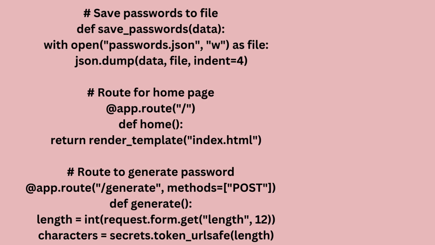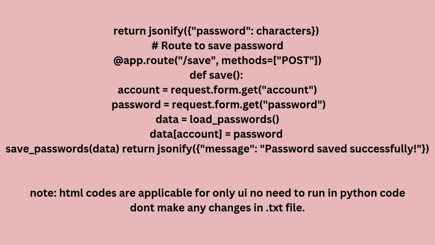3. Password file management. Loading passwords. def load_passwords: try: with open passwords.json, r, as file: return json.load(file); except FileNotFoundError: return empty dictionary. Purpose: reads stored passwords from passwords.json. Logic: opens the file in read mode and parses its content into a Python dictionary using json.load. If the file does not exist, it returns an empty dictionary to handle first-time use.